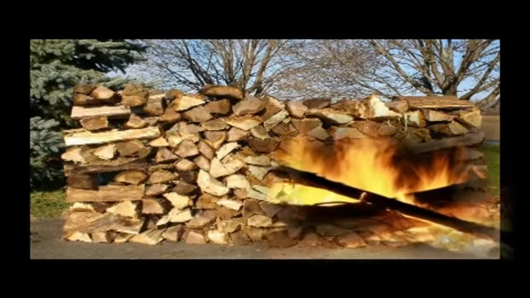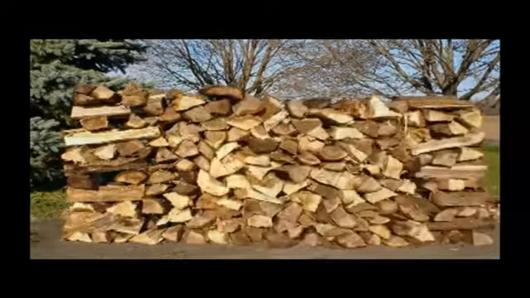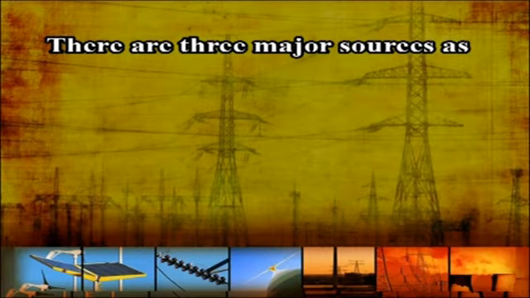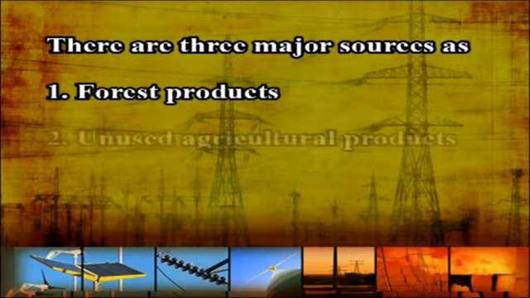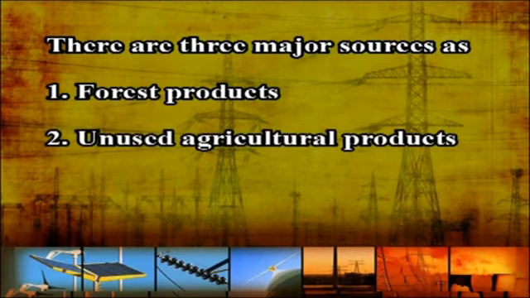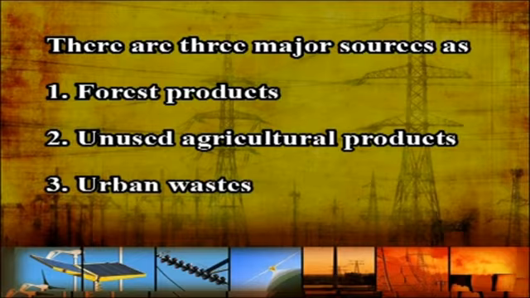Firewood is the best known biomass fuel. Cow dung or cattle dung is burnt for cooking purposes. The distillation of biomass is done to produce alcohol for fuel. There are three major sources: first, forest products; second, unused agricultural products; third, urban waste.